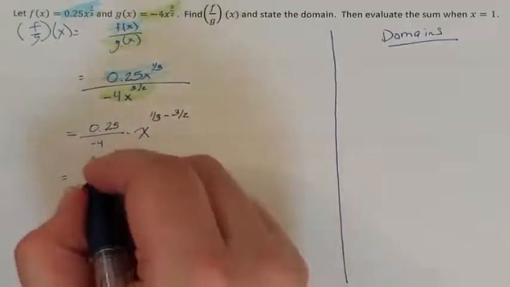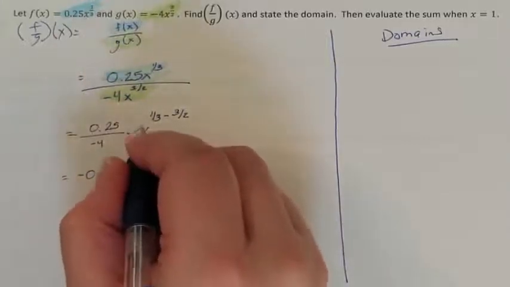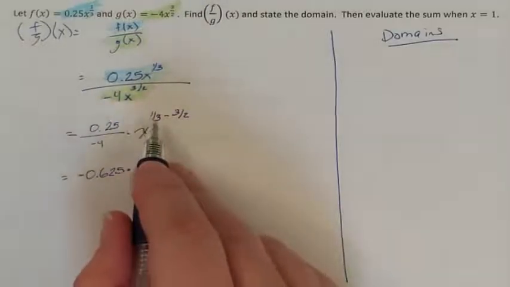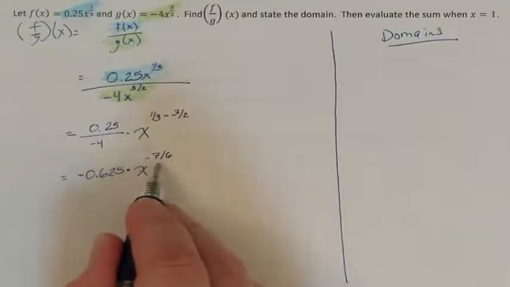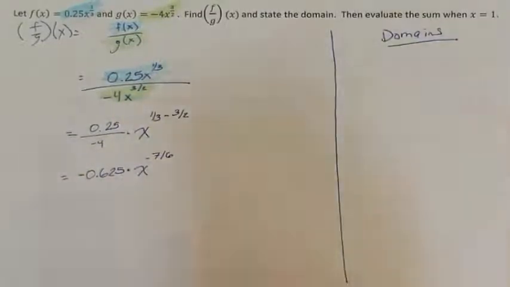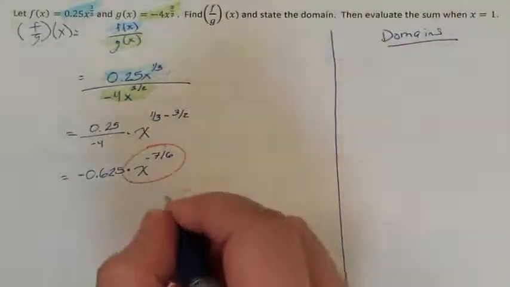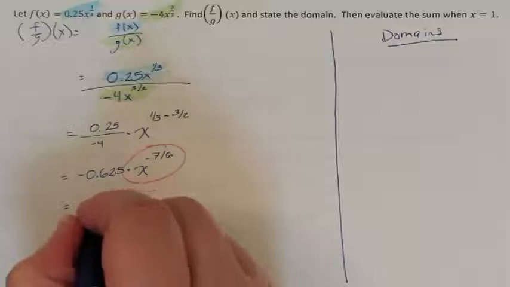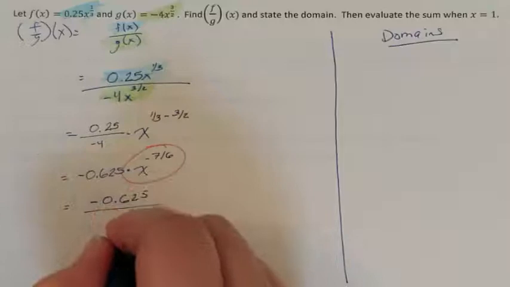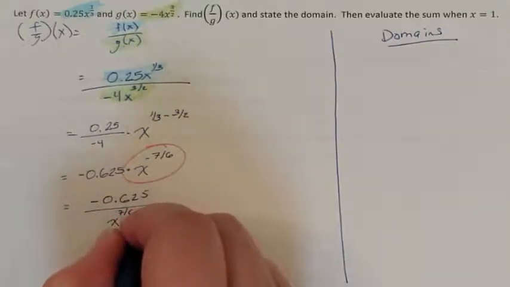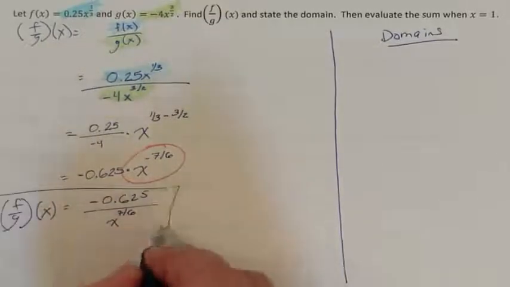0.25 divided by negative 4 is a negative 0.625. My x's, 1/3 minus 3/2 is a negative 7/6. You're not supposed to have an exponent with a negative number, which means that this entire number is on the wrong side of the fraction. So it needs to be moved. So what is our answer? This did not have a negative exponent, so it's going to stay exactly where it is. The x is now in its happy place with a positive exponent. This is my f divided by g of x function.